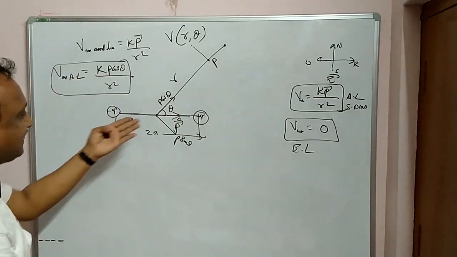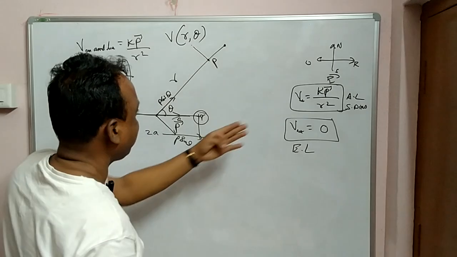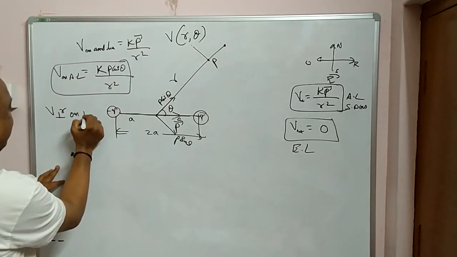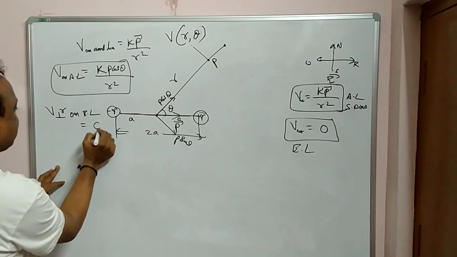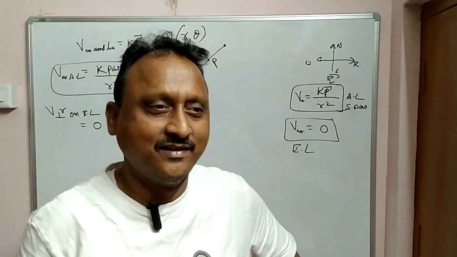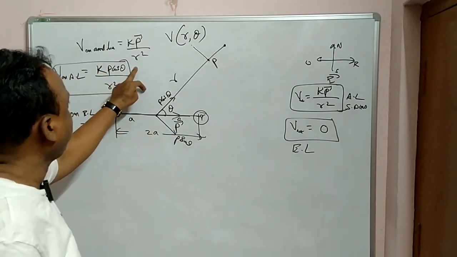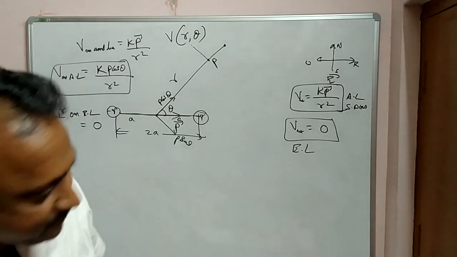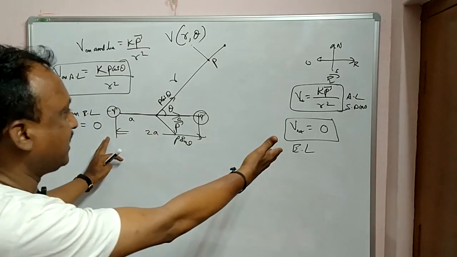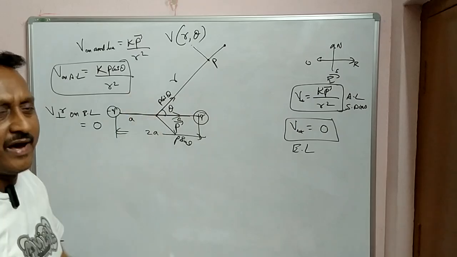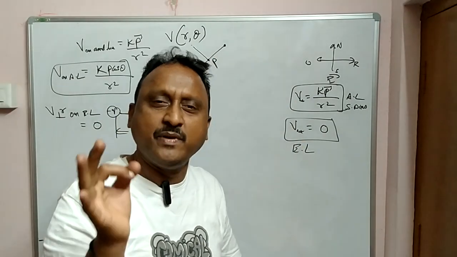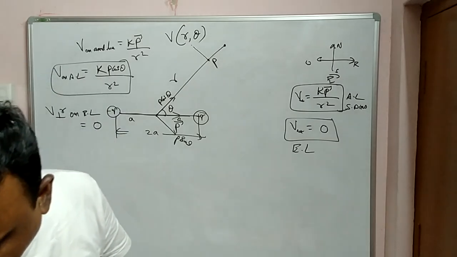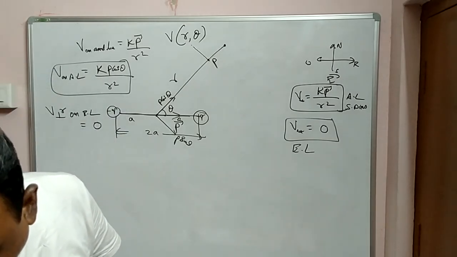But what about the vertical? V is 0. So V perpendicular on the equatorial line, its value is 0. Already calculated. We will have it only on the axial line, at any angle. Clear? So V perpendicular on the equatorial line is 0. Already it is proved in the previous case. Only on the axial line will we have, in the normal case, KP by R square. If the angle is given, KP cos theta by R square, due to the electrical dipole.